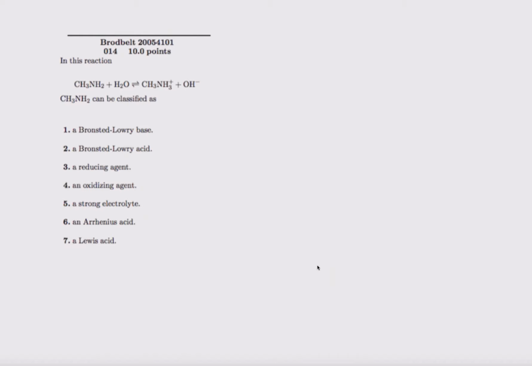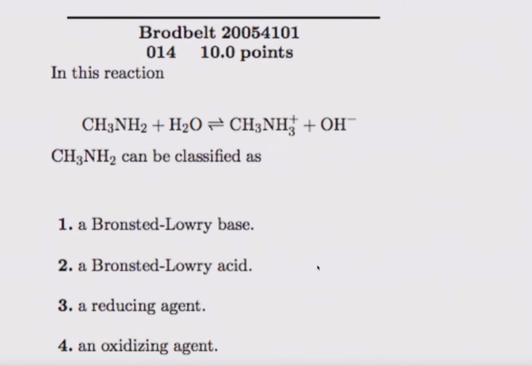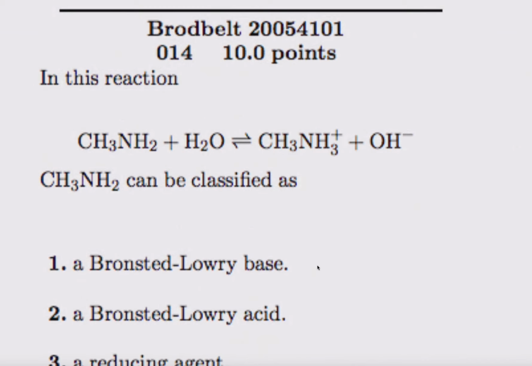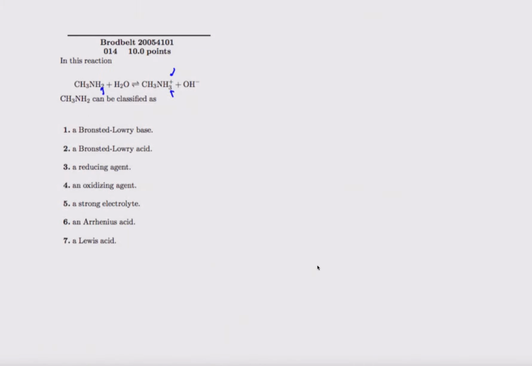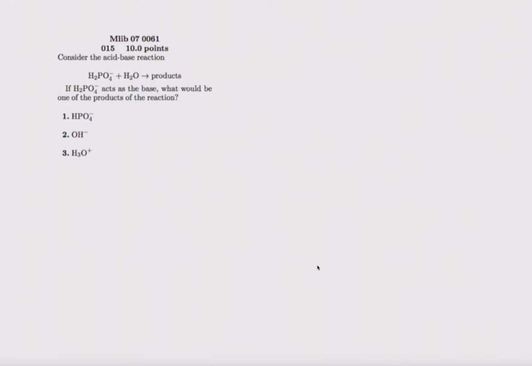Is the CH3NH2 a Bronsted-Lowry acid, base, reducing, oxidizing, electrolyte, Arrhenius, or Lewis acid? Well, what happens to the CH3NH2? If you look at it, on this side it's got 2 hydrogens, and on this side it's got 3 hydrogens and this handy-dandy plus charge, which means it has gained a proton. It has accepted a proton, and when any substance accepts a proton in a reaction, we call it a Bronsted-Lowry base.